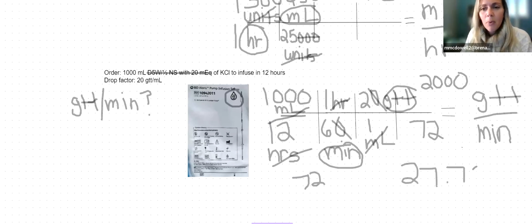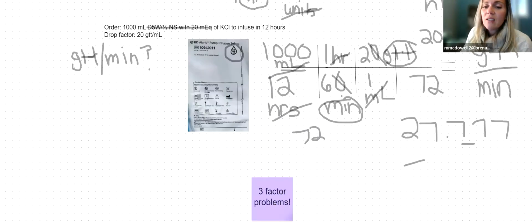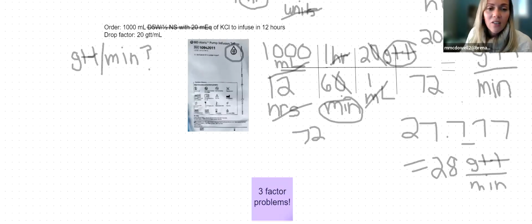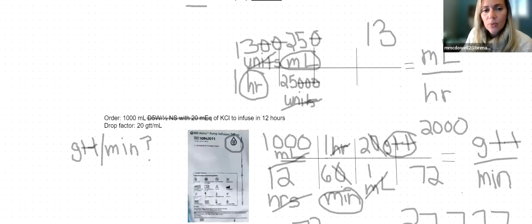And we get as an answer 27.777 drips per minute. Now I don't know about you, but I can't count 0.7 drips. So typically with any question like this, we're going to round to the nearest whole number. And since this number is greater than 5, it's going to go to 28 GTTs, or 28 drips per minute. And if you actually watch that, that will ensure that that bag of D5 half saline with 20 of K will go in over 12 hours.